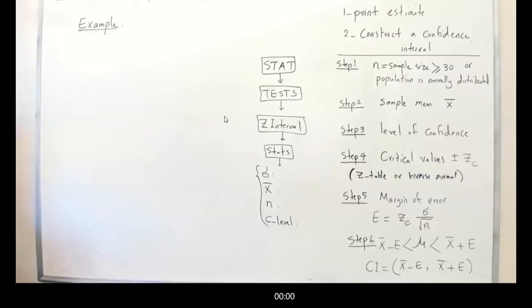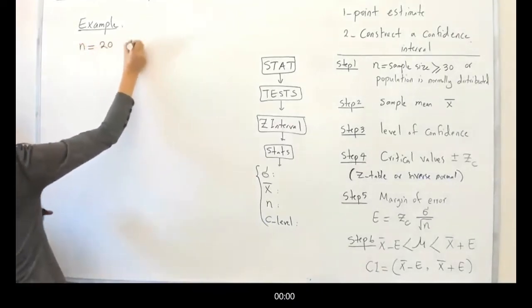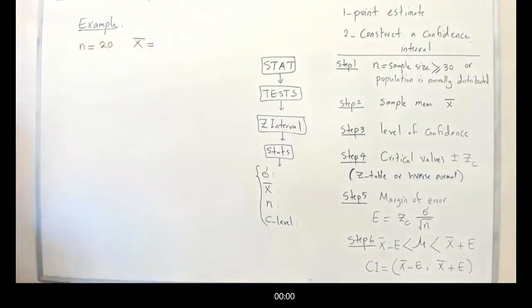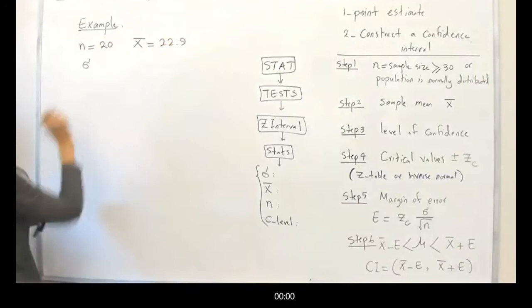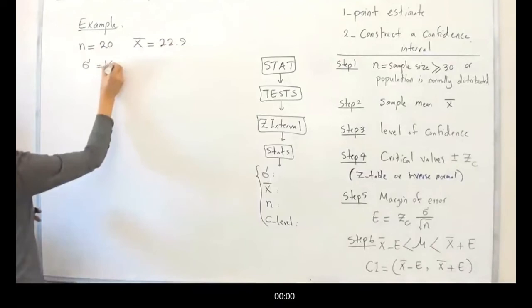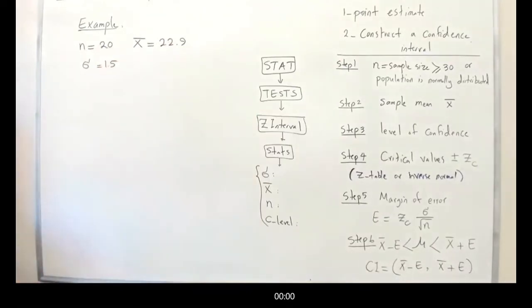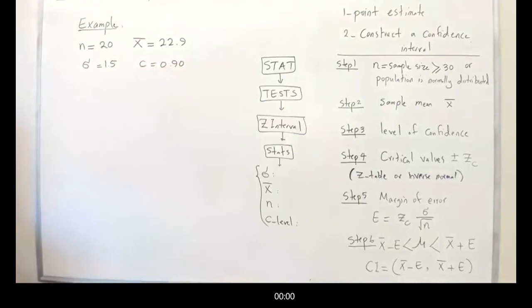Very well. Let us identify and write down the information that we have. N for the sample size is equal to 20. X bar is also given to us. X bar is 22.9. Sigma or the population standard deviation is given. Sigma is 1.5. We also have confidence level, which is 90%. Very well.